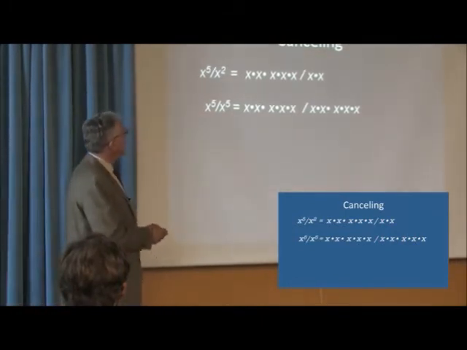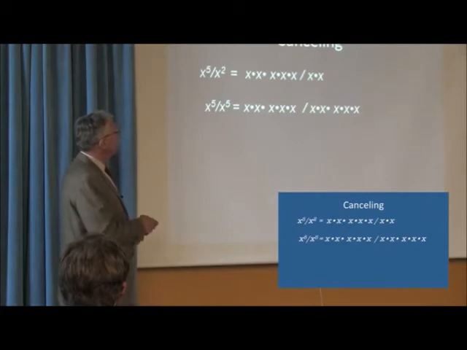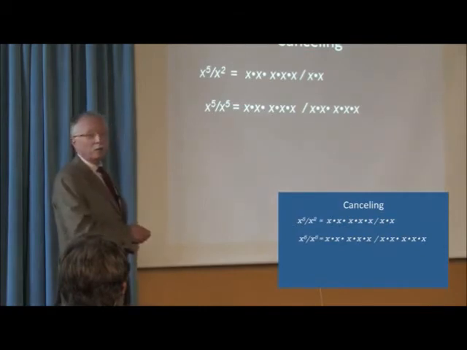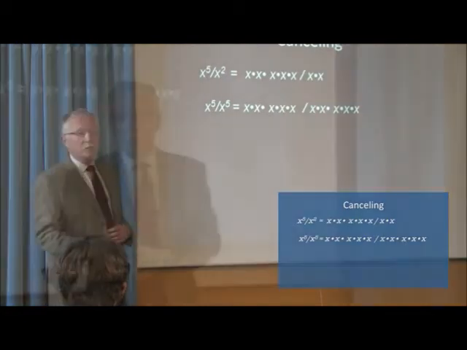So what's canceling really about? I'm not against using this word, but they should understand what it is. x over x equals 1. It's the identity element for multiplication.